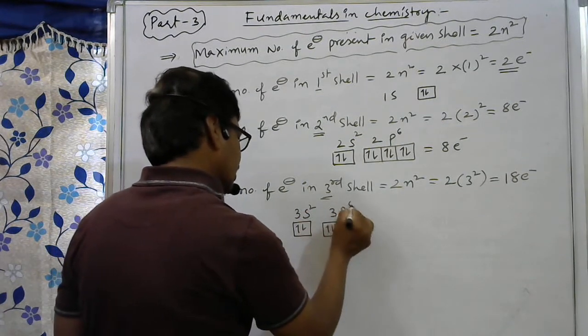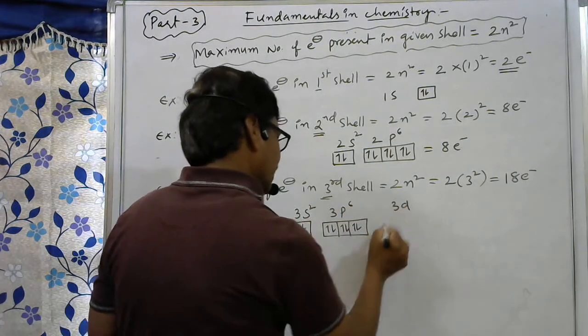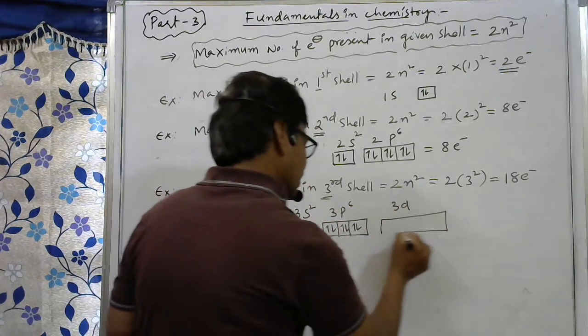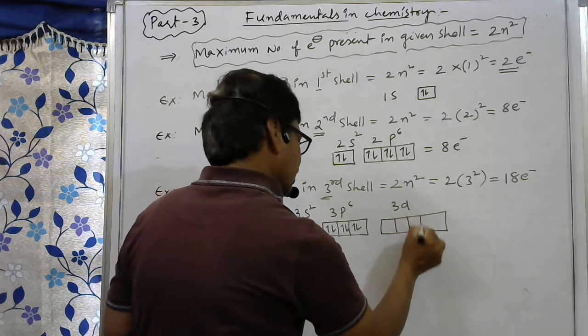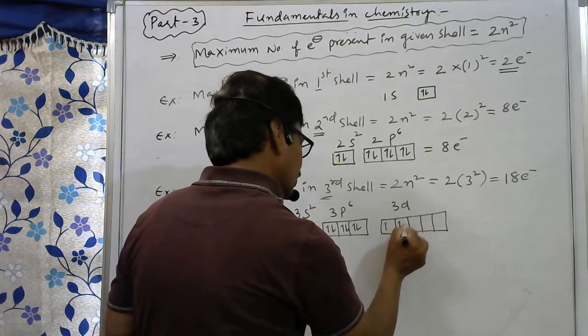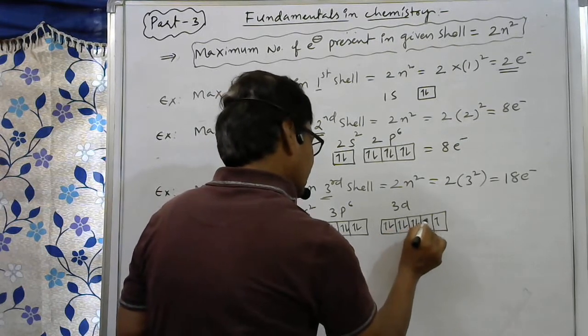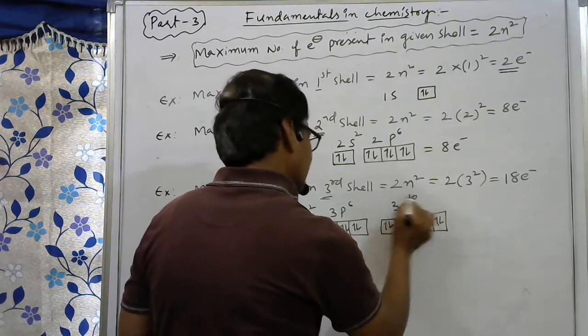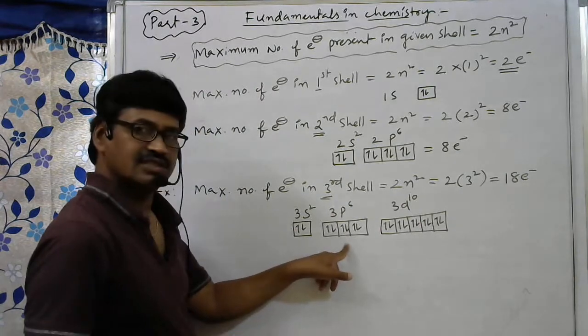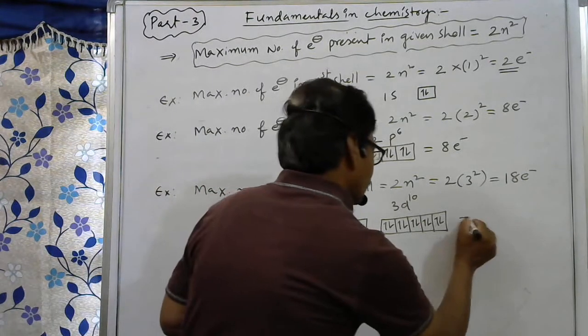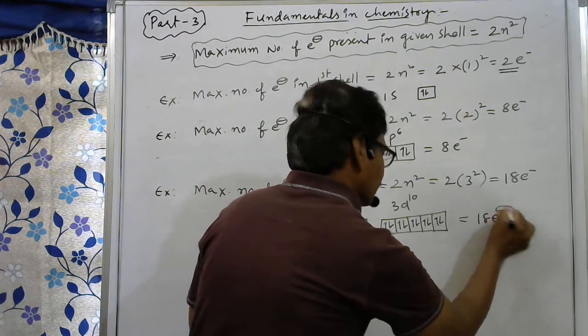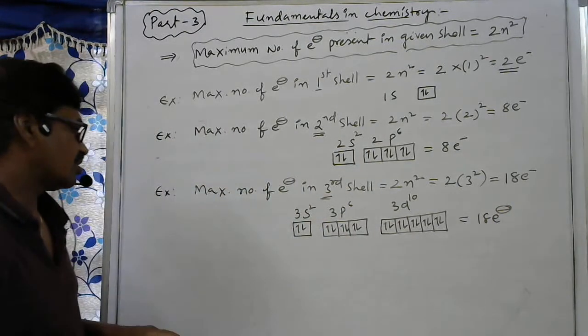Here 2, here 6. Then 3d. 3d means 5 boxes we have like this. So this is 1, 2, 3, 4, 5, 6, 7, 8, 9, 10. So 10. So total how many? 2 plus 6, 8. 8 plus 10. How many? Total 18 electrons are present.